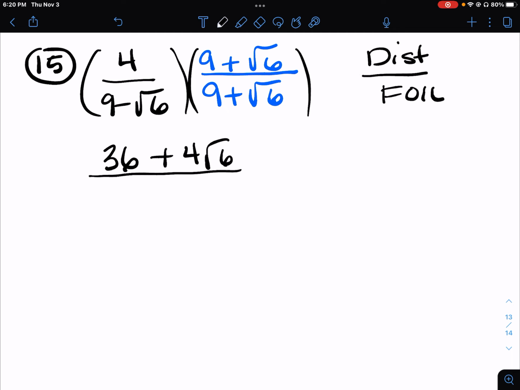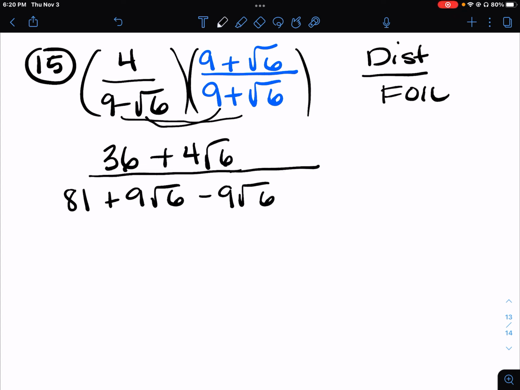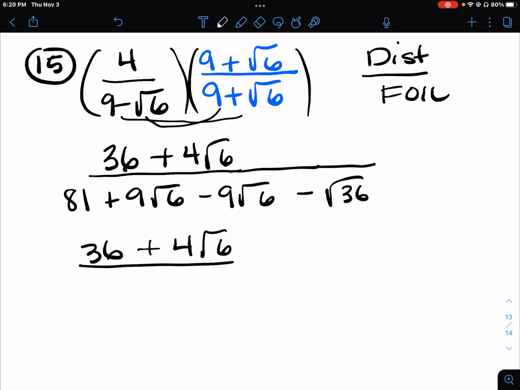On the denominator, we FOIL. 9 times 9. 9 times square root of 6. 9 times negative square root of 6. And last, negative times positive is negative. Square root of 6 times square root of 6 is square root of 36. Okay, they cancel in the middle, plus 9 minus 9. Square root of 36 is 6.